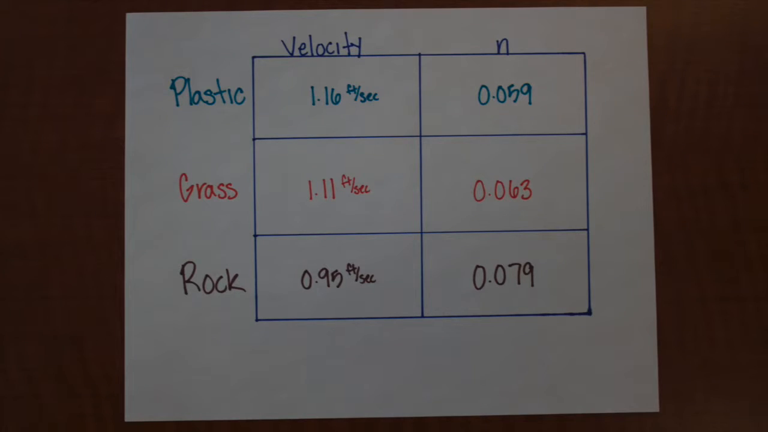So in conclusion, you can see the velocity and the Manning N values for the plastic, grass, and rock surfaces. And in the velocity column, you can see that the plastic had a higher velocity than either the grass or the rock, and it also had the lower Manning's N, which is the coefficient of friction. So based on our results, we could conclude that with a lower coefficient of friction, we were able to then see a higher velocity, which is true because with that higher coefficient of friction, the water doesn't move as fast over the grass and the rock surfaces.